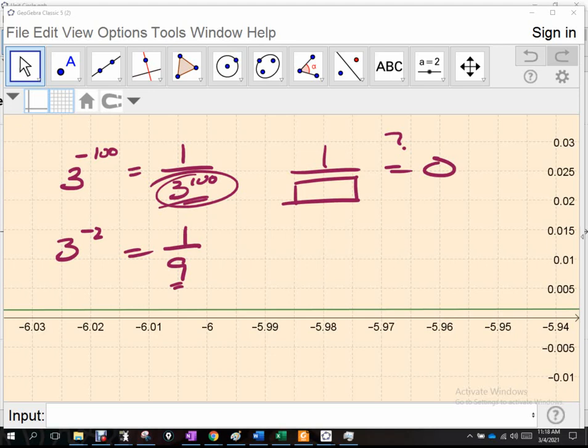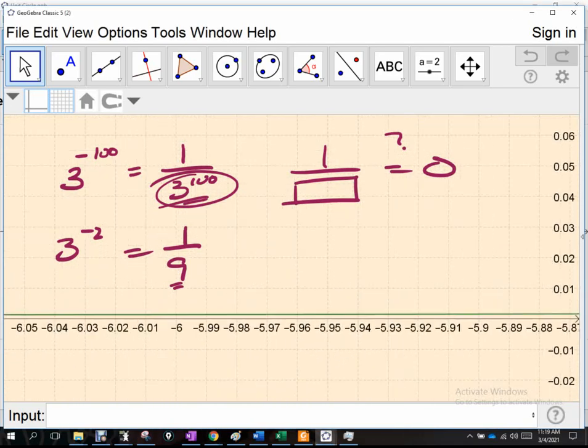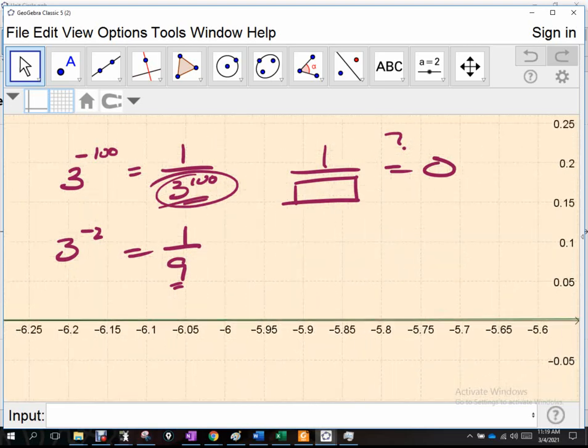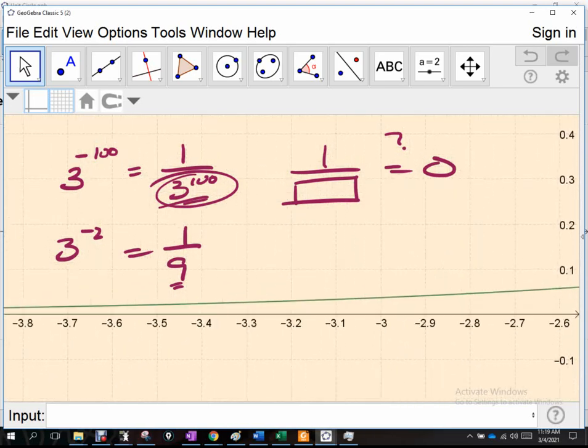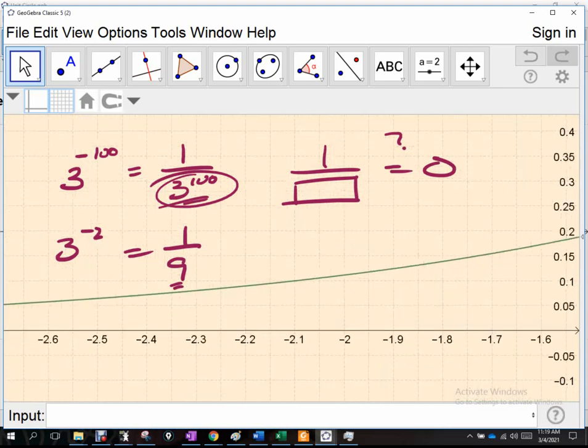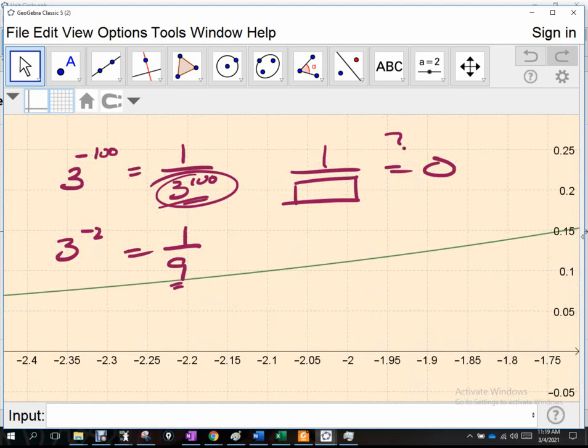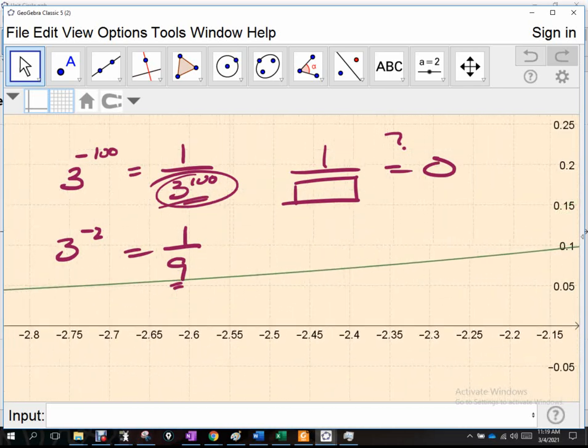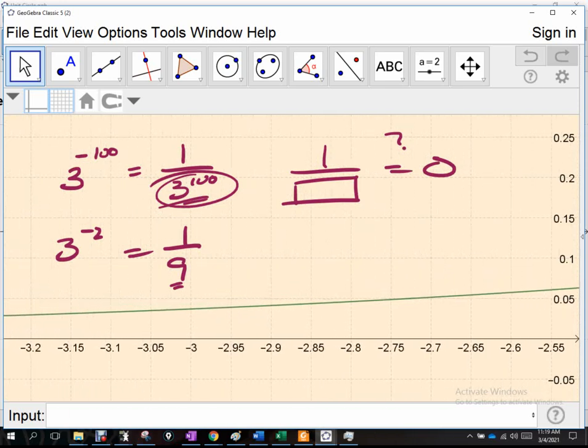And the idea of that is that there will always be a distance, because it's not giving you 0. That 1/9 that I'm getting with 3 to the negative 2 is this distance right here. Does that make sense? If I go 3 to the negative 3, I would have 1 over 27. That 1/27th is that distance right there.